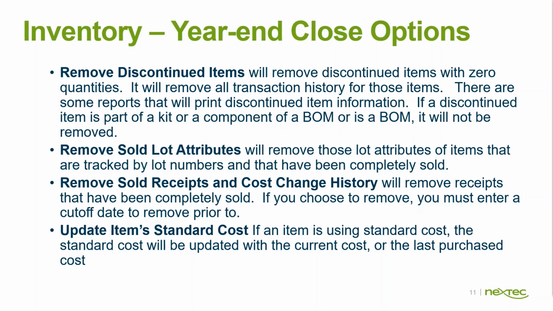You can remove the sales lot attribute. So we'll remove those lot attributes and items that are tracked by lot number and have been completely sold. You can remove the sold receipts and the cost change history. It will remove the receipts that have been completely sold. If you choose to remove, you must enter a cutoff date for them to remove prior to. You can update the item's standard cost. If the item is using standard cost, the cost will be updated with the current cost or the last purchase cost.